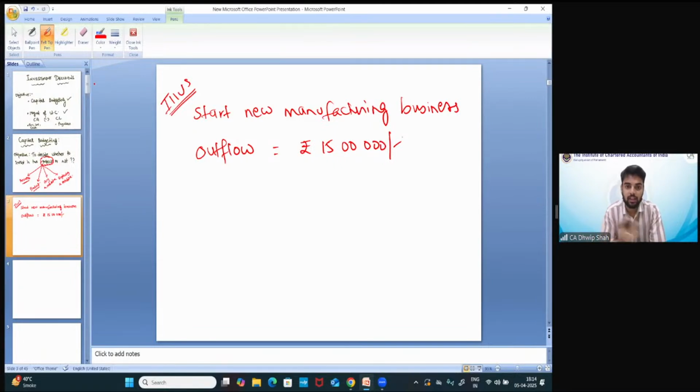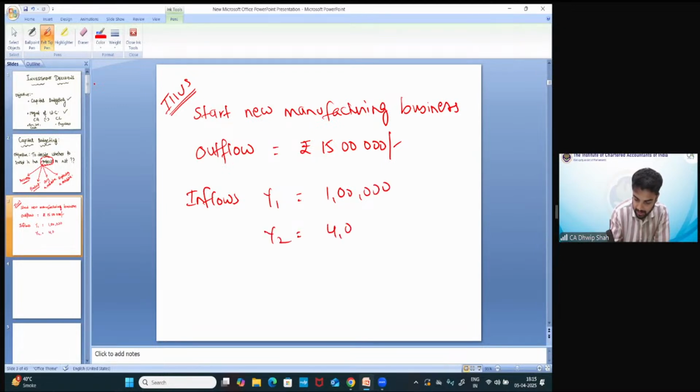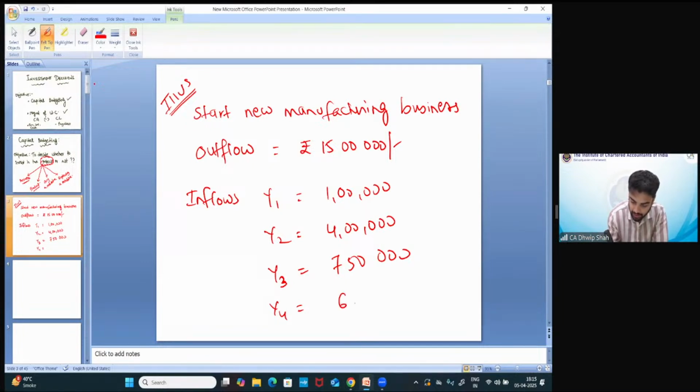Now, after investing, after starting the business, can I say some cash inflows would be generating in my business? So let's say the inflows for year one, since it is a start, it is just 1 lakh rupees. Year two, I did some good business, 4 lakh. Year three, my business life cycle is in a very growing stage, so let's say 7,50,000. Year 4, now it is in the maturity stage, 6,50,000. And year 5, slow down, 4 lakh.